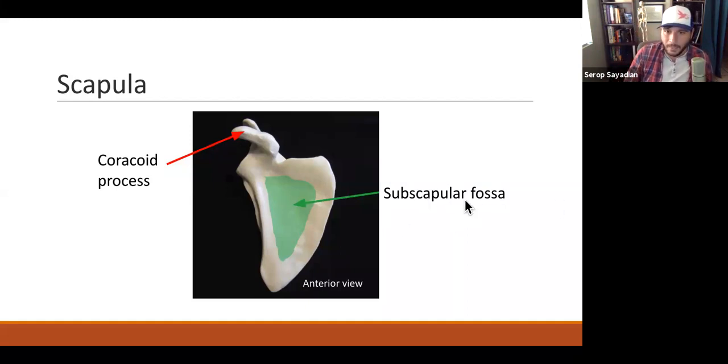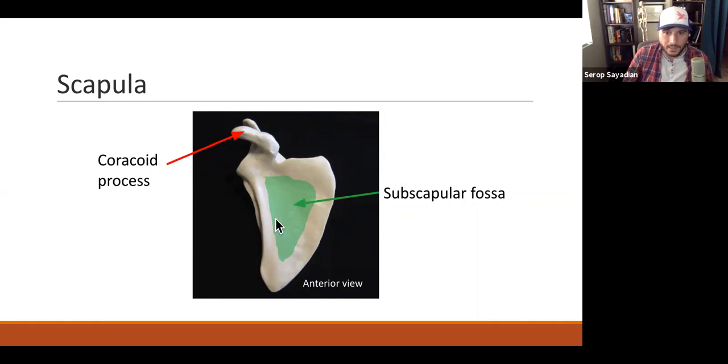Subscapular means under the scapula, like submarine, under. Subscapular means under scapular fossa. And then another structure is this piece of bone that sticks out. Often people confuse this with the acromion. It is not the acromion. This is the coracoid process. It sticks out a little more anteriorly.